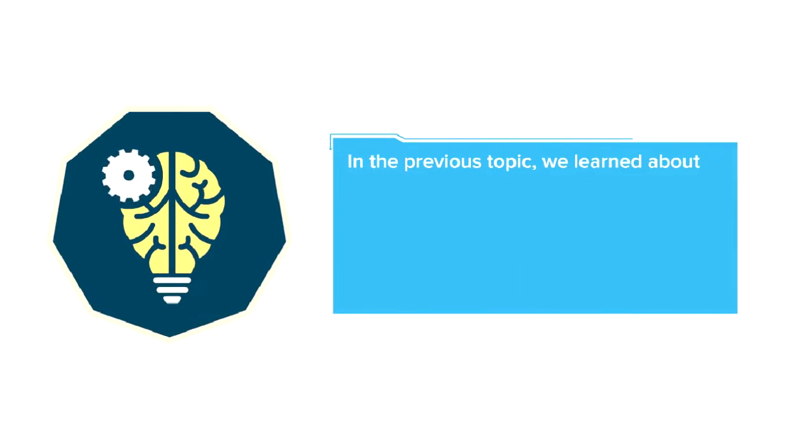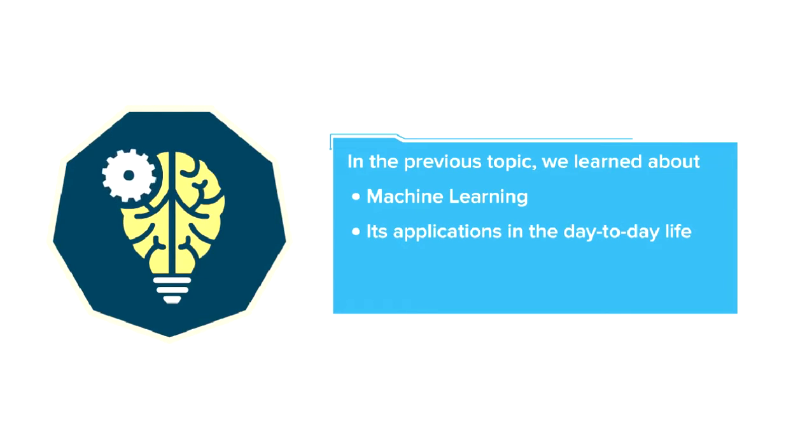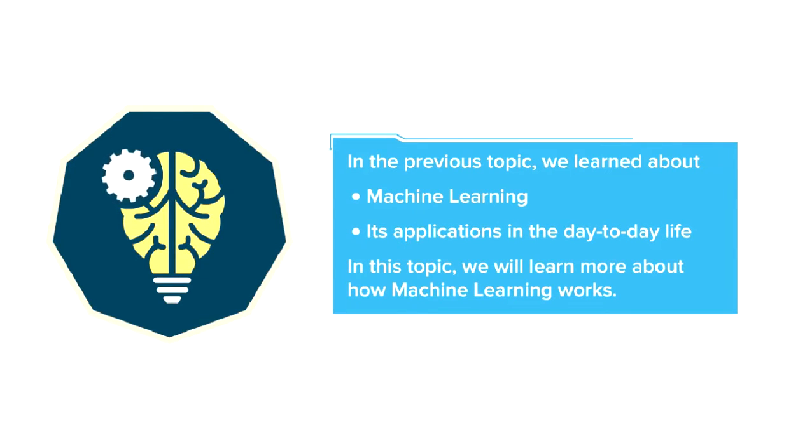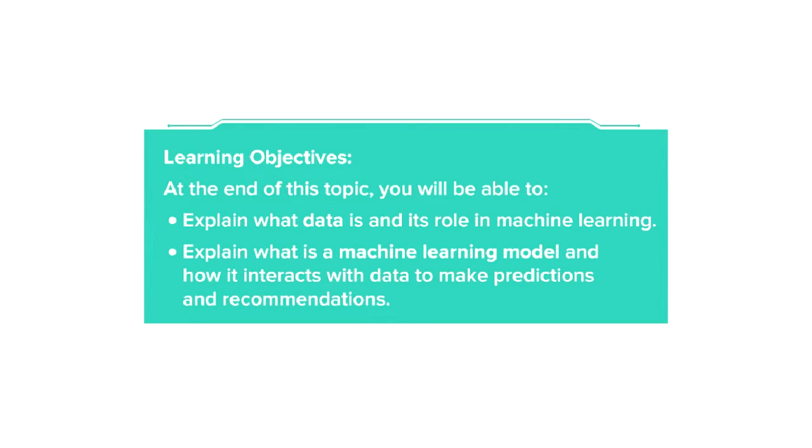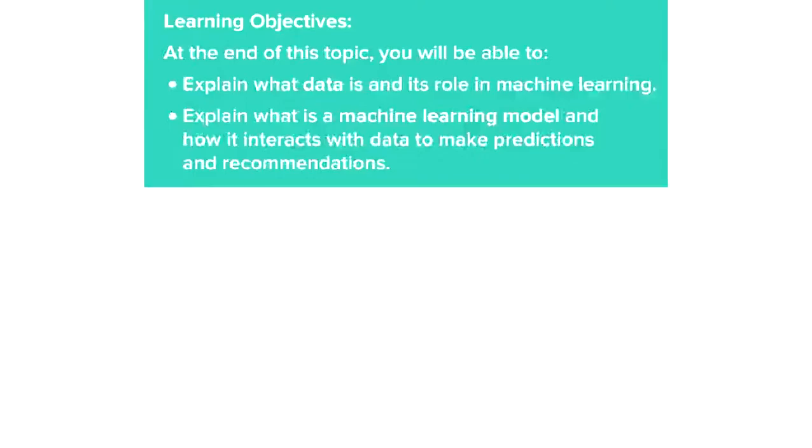In the previous topic, we learned about what machine learning is and about some of its applications in our day-to-day life. In this topic, we will learn more about how machine learning works. By the end of this topic, you will be able to explain what data is and its role in machine learning, and what a machine learning model is and how it interacts with data to make predictions and recommendations.